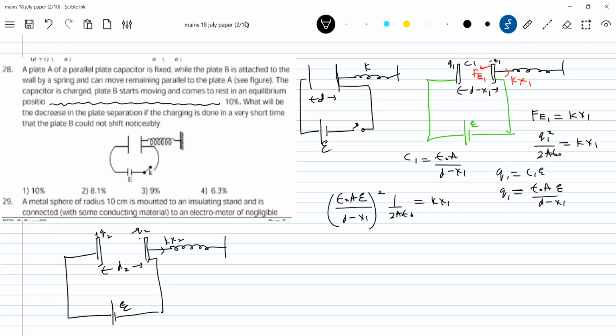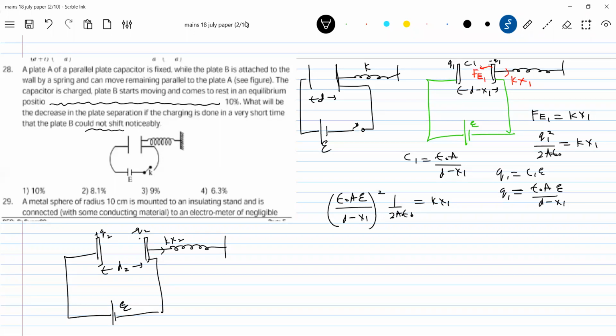So this happens suddenly, it charges here. Here what happens is it comes to equilibrium gradually. It's telling that it comes suddenly. In that case, the separation between the plates, let it be equal to D2. What will be the decrease in the plate separation? If charging is done in a very short time, the plate B could not shift noticeably. Last, he has put one more sentence, that the separation between the plates, let it be D2 now.